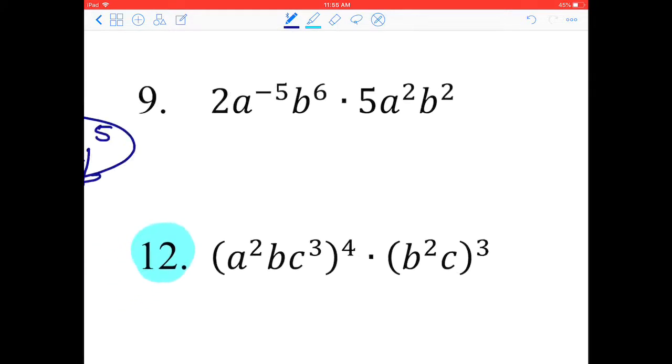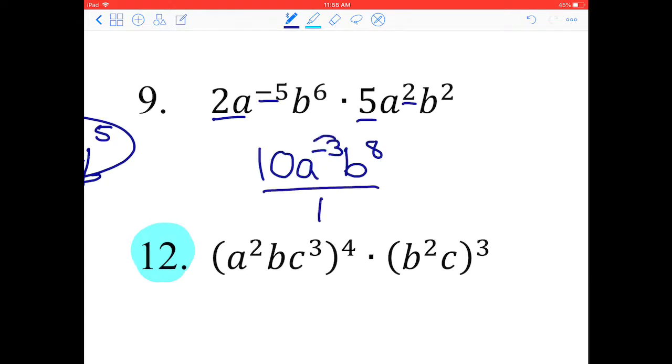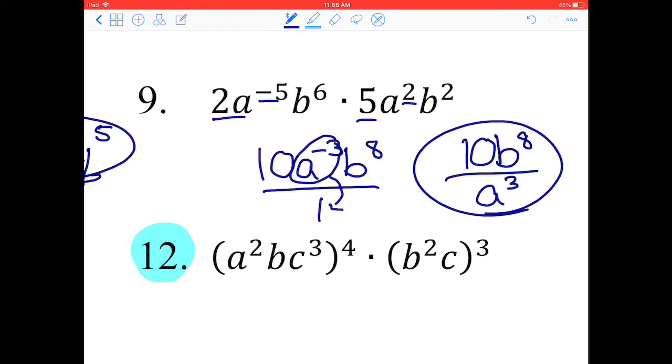Number 9. There's no exponent property, so we just need to multiply. 2 times 5 is 10. All right, but we do have negative exponents. So for A, negative 5 plus 2 is negative 3. And for B, 6 and 2 makes 8. So with my negative exponent here, I need to cross the line, change the sign. So basically turn it into a fraction and take this guy and move him to the bottom. So final answer is 10b to the 8th power divided by a cubed. There you go.